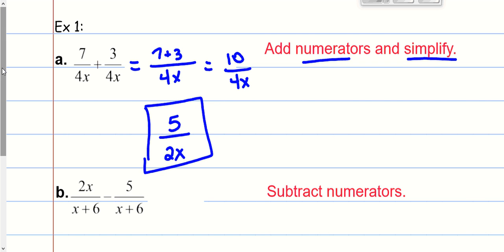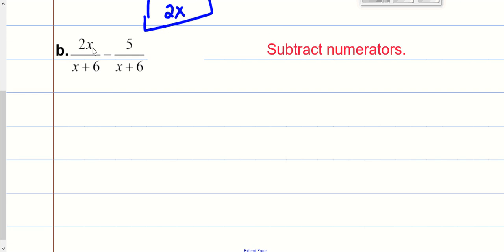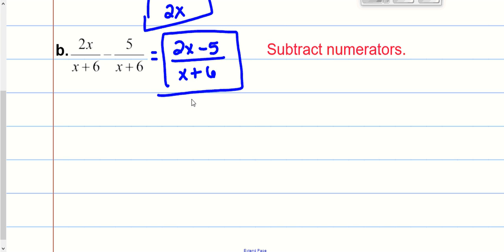All right, let's look at one that's subtracting. 2x over x plus 6 minus 5 over x plus 6. The denominators are already the same, so I'm going to write it as one big fraction, subtract the numerators, 2x minus 5 over x plus 6. Now there's nothing here I can simplify. I cannot cancel these x's because one's across subtraction, one's across addition. They're not across multiplication, so I cannot simplify that any further. So there's my answer for that one.